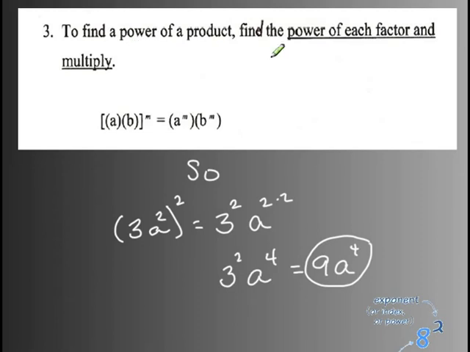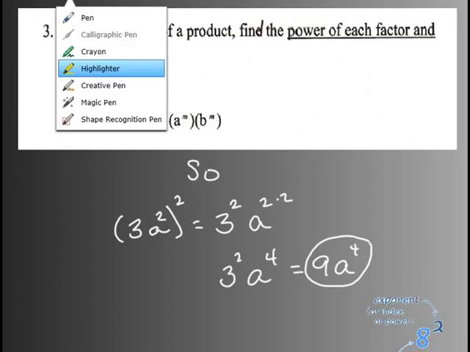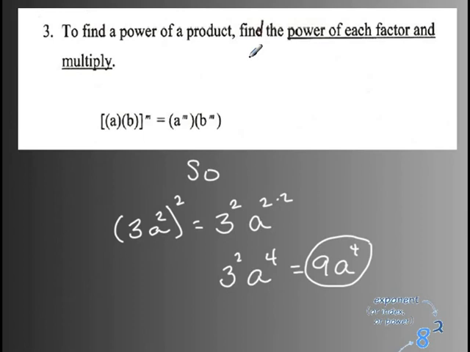To find the power of a product, find the power of each factor and multiply. What it's actually saying is I'm taking this power and I'm giving it to everything. I think that's a good statement. Everything is raised to that power. Everything is raised to the power of m.